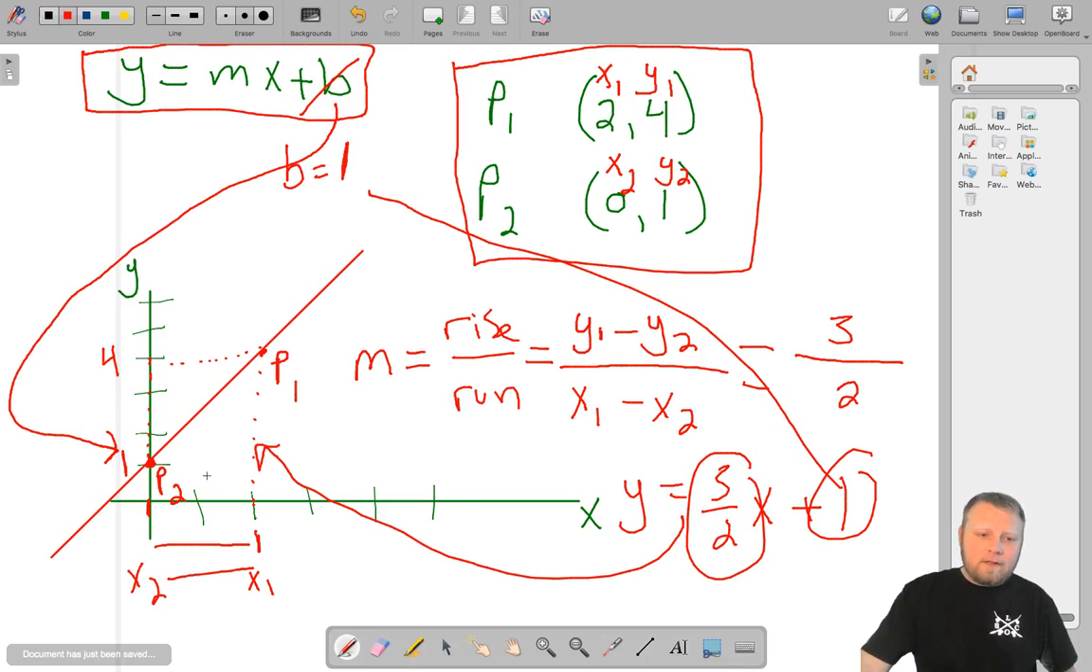Let's see if it's 3/2. Go up 3 and go over 2, because 3 is the rise. Rise 3: 1, 2, 3, and then go over 2: 1, 2, and you're right there at another point. Go up 3, 1, 2, 3, over 2. There's another point on the line. So there we have it. That's why the point slope form, or this getting the slope, is important.